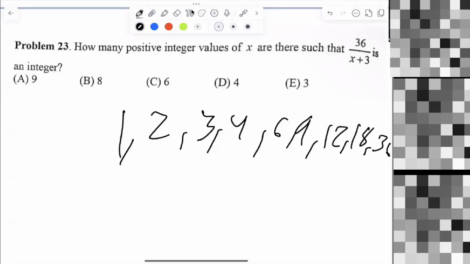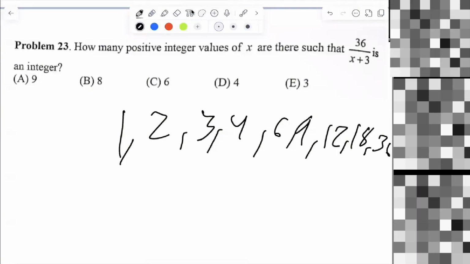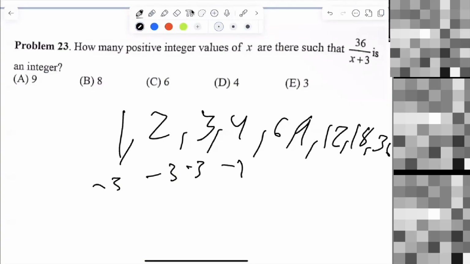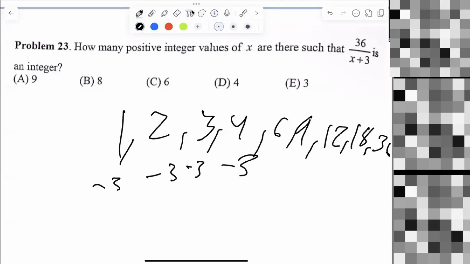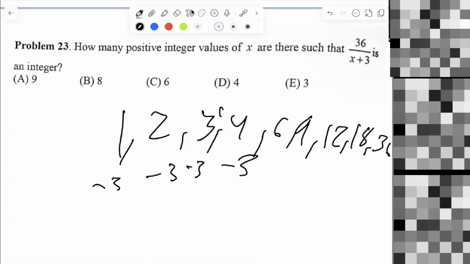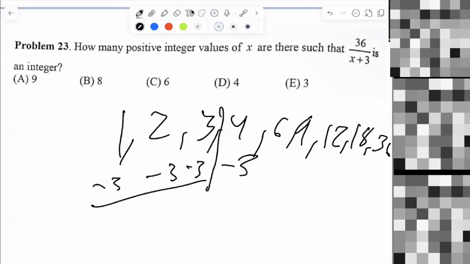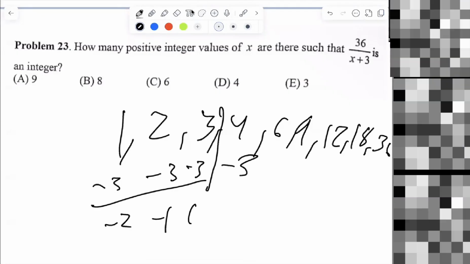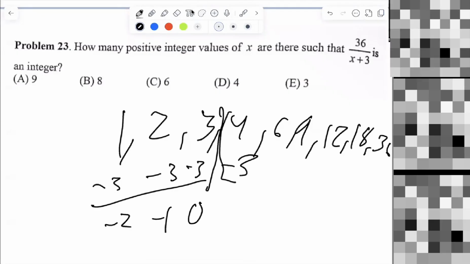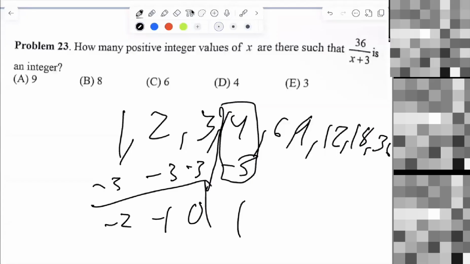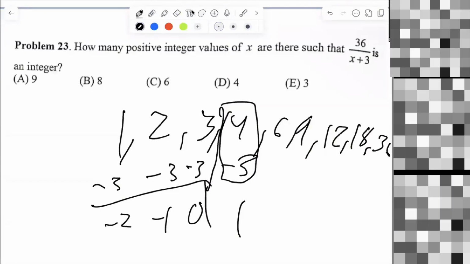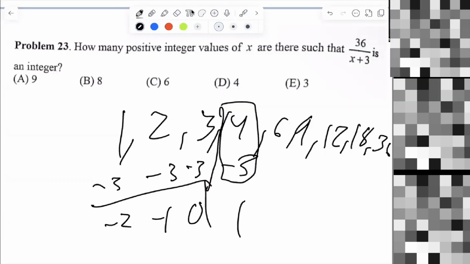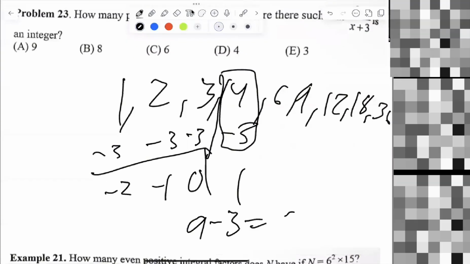Now, we have to subtract 3 because we want to know what x is, not what x plus 3 is. So if we subtract 3 from each one, and we want x to be positive also, so we've got to watch out. Notice that from 1 to 3, these will not be positive. 1 minus 3 would be negative 2, so x is not positive. 2 minus 3 is negative 1, not positive. 3 minus 3 is 0, not positive. And finally, 4 minus 3 is 1, which is indeed positive. So we got 3 factors of 36 that do not work, and we know there's a total of 9 values. So this becomes 9 minus 3, which equals 6 possible ways.